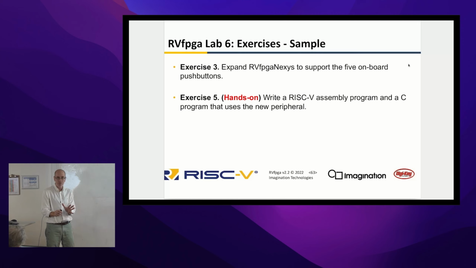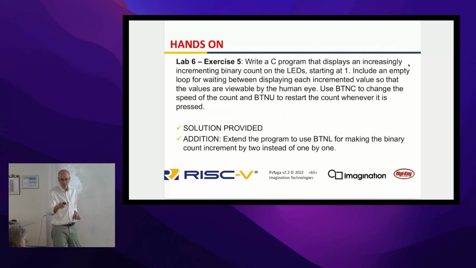We are providing the bit stream, but we're going to test it on a program that uses the push buttons. So you have the guidance for that in your documents. The idea is to write a C program that displays an incrementing binary count on the LEDs starting at 1, and to include an empty loop for waiting between displaying each incremented value. And finally, to use one of the buttons to change the speed of the count and another button to restart the count whenever it is pressed.